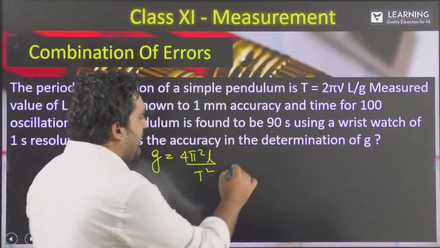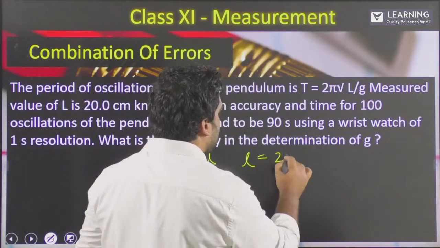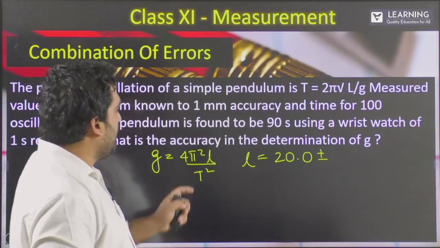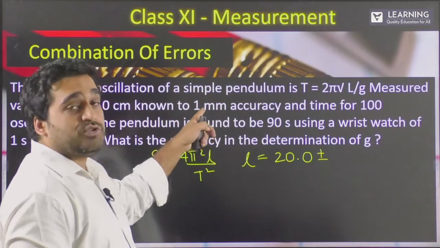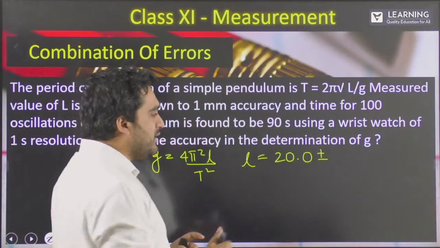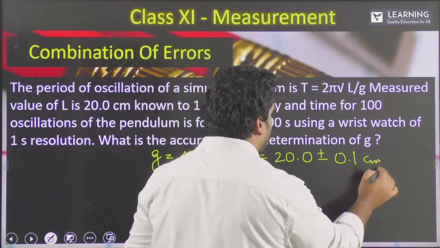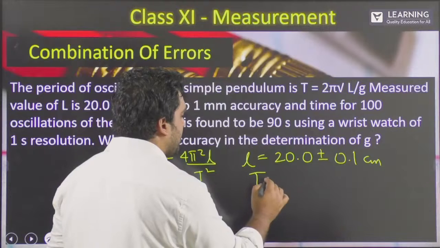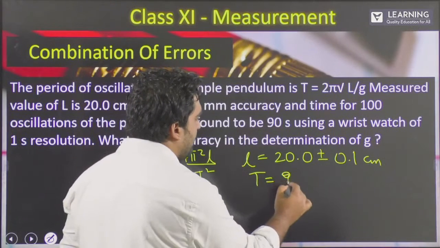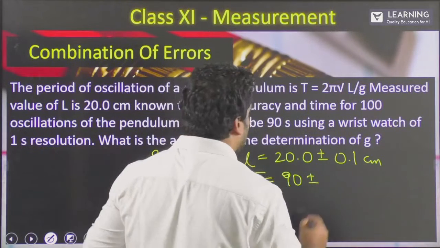We know that L is given, which is 20.0 plus or minus, the accuracy is 1 millimeter. 1 millimeter in terms of centimeter is 0.1 centimeter. T is also given, 90 plus or minus, the resolution is 1 second.